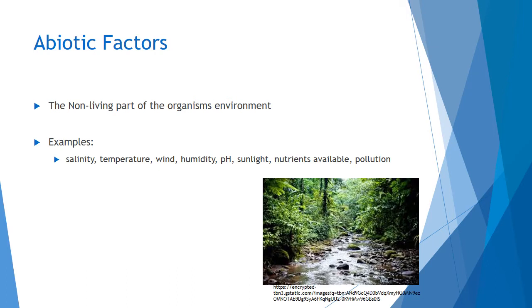First, I want to start off with abiotic factors. So we can talk about abiotic factors as non-living parts of the organism's environment. So A means without, biotic means living, right? Life. So basically, abiotic means without life. So these are all factors within the environment that are not living, or non-living parts of the environment. Examples would include salinity, temperature, wind, humidity, pH, sunlight, the amount of nutrients that are available, and certain types of pollution as well.